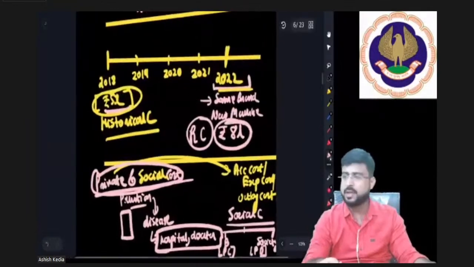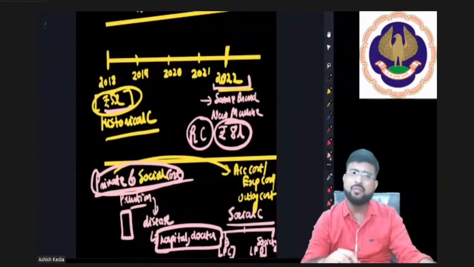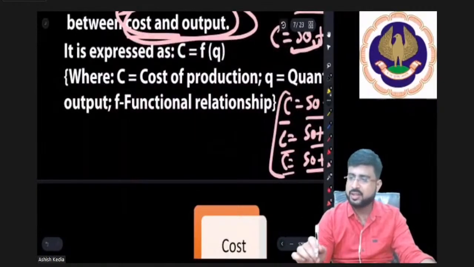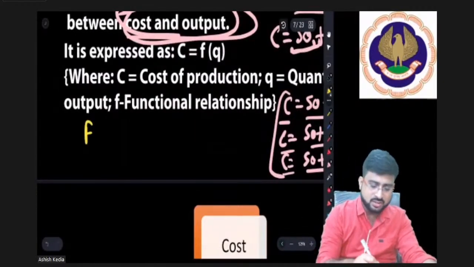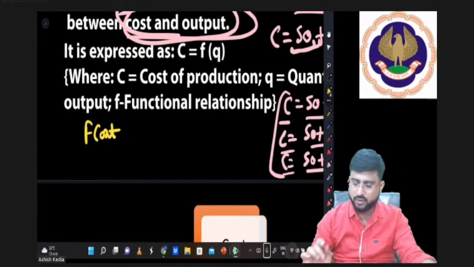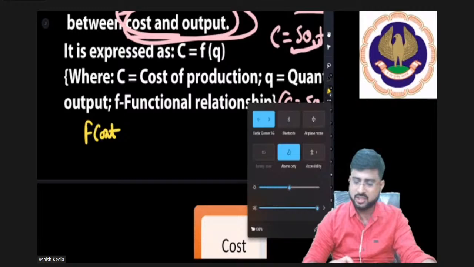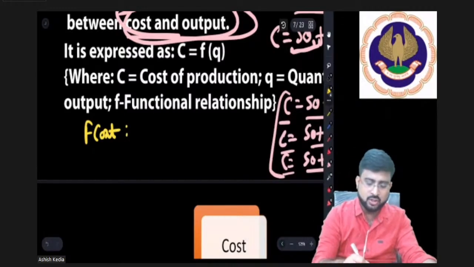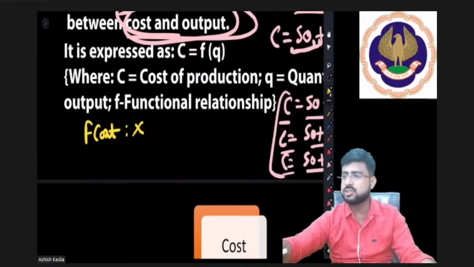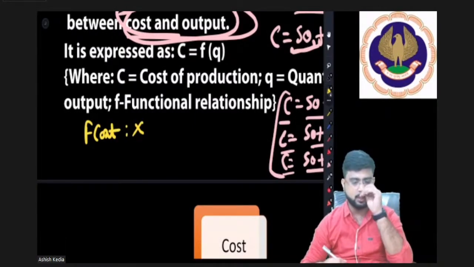Okay, pay attention everyone. Fixed and variable cost. My dear friends, fixed cost is the cost which has nothing to do with the level of output.